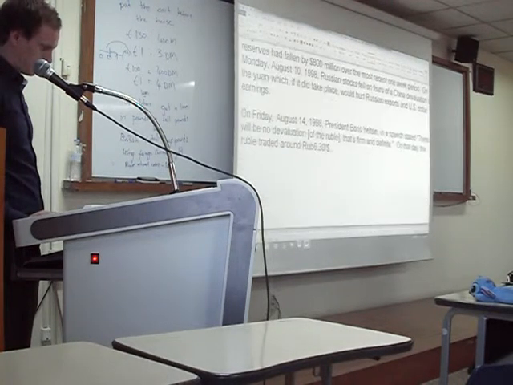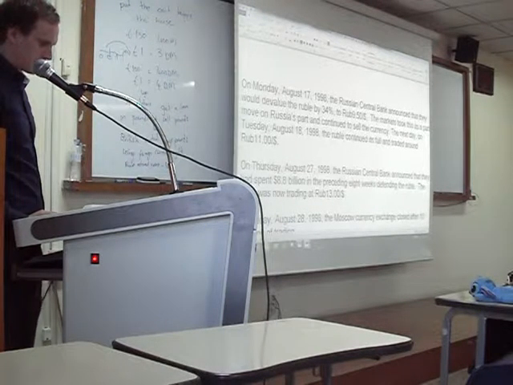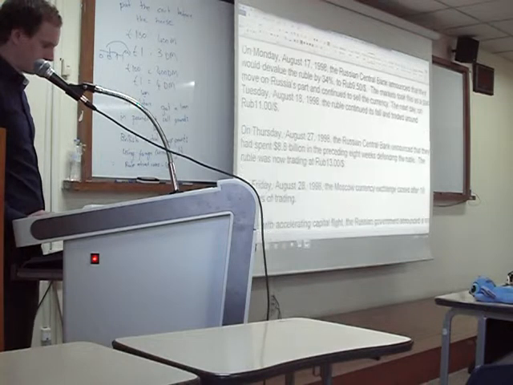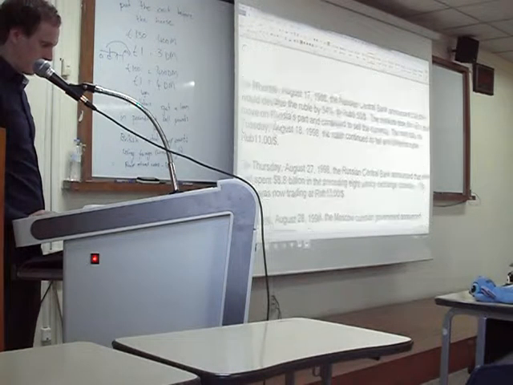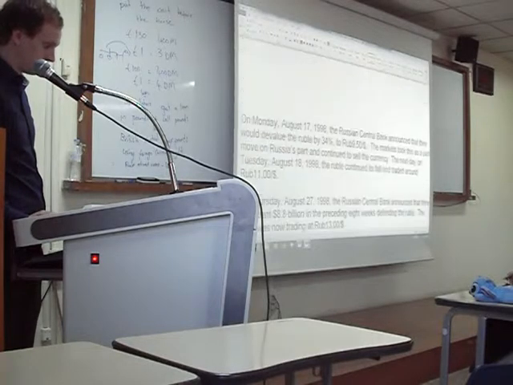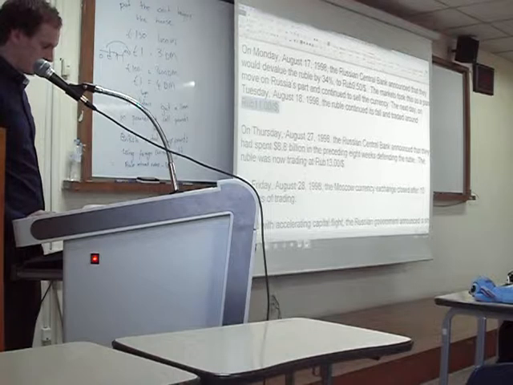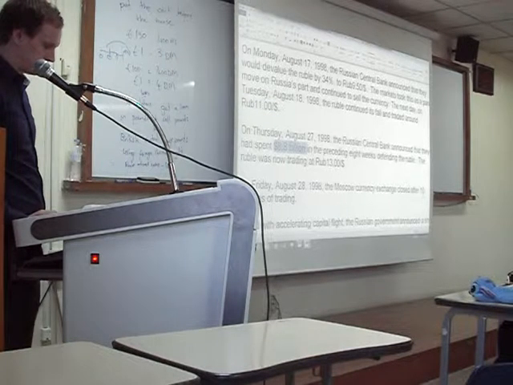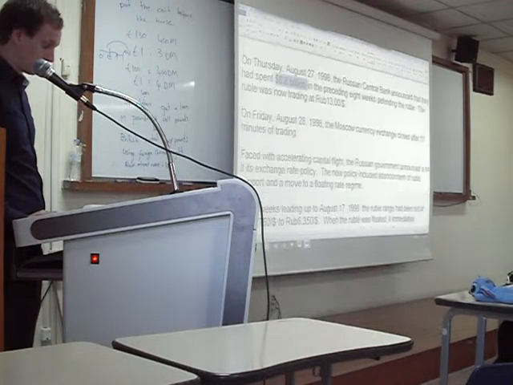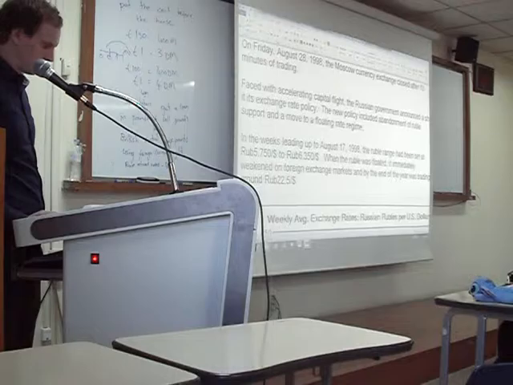So 3 days later, the central bank said they would devalue the ruble. Okay? The markets thought this was a panic move and they continued to sell the ruble. The ruble went down to, it was around 6 to 1 US dollar, then it went down to 11. So the Russian central bank spent $8.8 billion defending the ruble. The ruble went to 13. Okay. They closed the currency exchange and there was a real crisis.